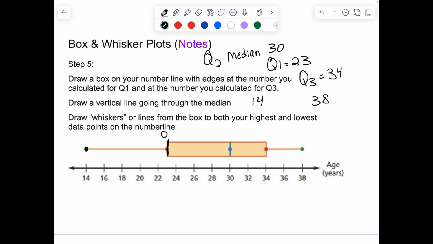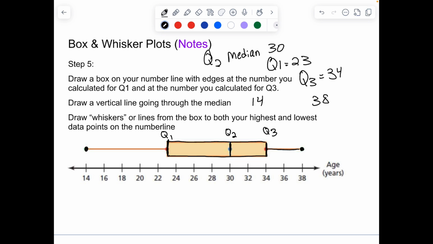So this is Q1. Our median was 30, so that's our Q2, so we're putting a vertical line there. And then finally our Q3 was 34, which is right there, which is where our box ends. Then we just connect that into a box. And then our highest value was 38, so we put a dot there and extend our whisker from the box to that point.